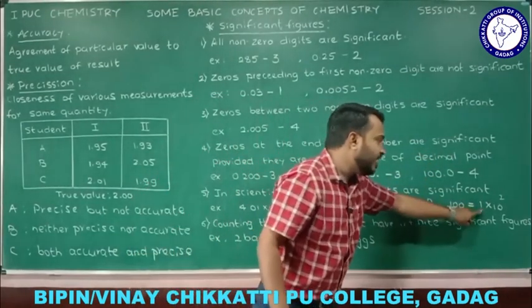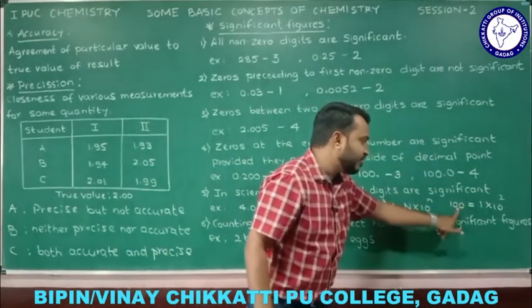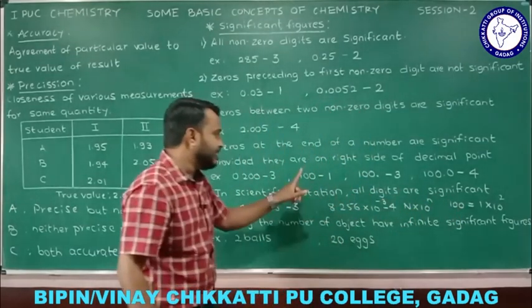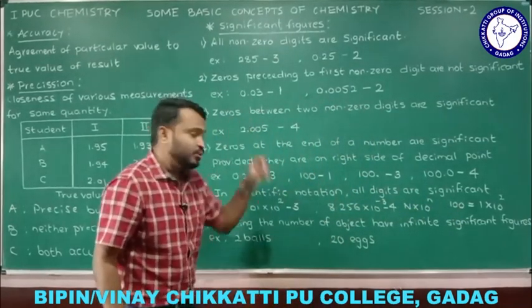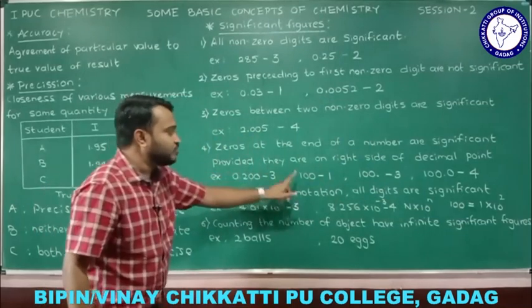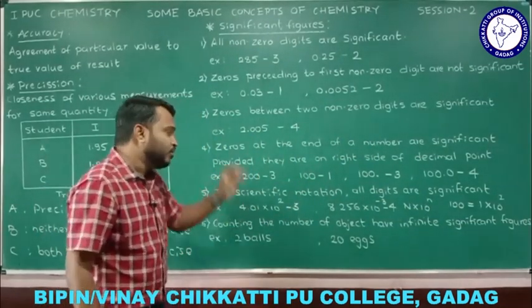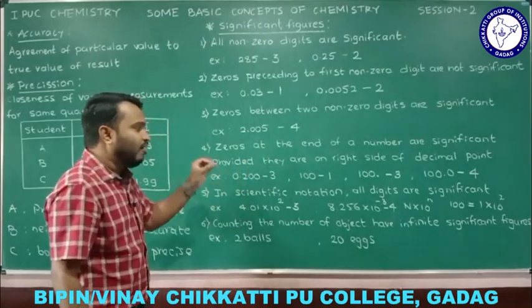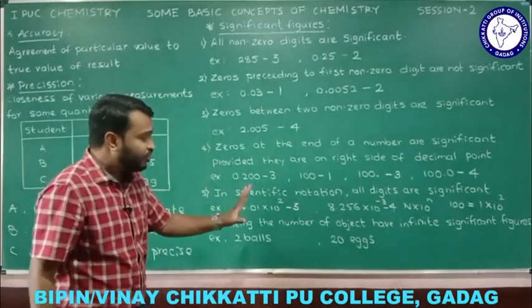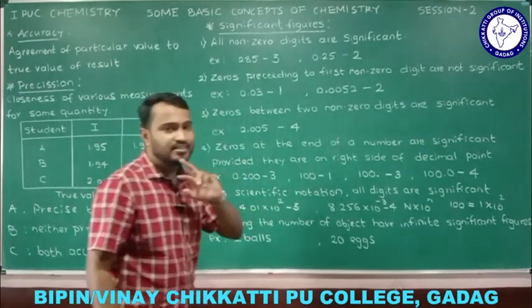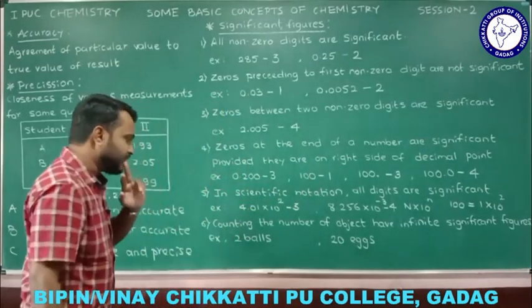So how many digits do we have? 1. Therefore the significant figure of 100 is 1. Using the next rule, I have explained why 100 has one significant figure. So try to know that in scientific notation, all digits are significant. We'll see the last one.